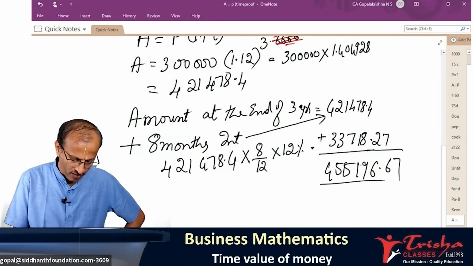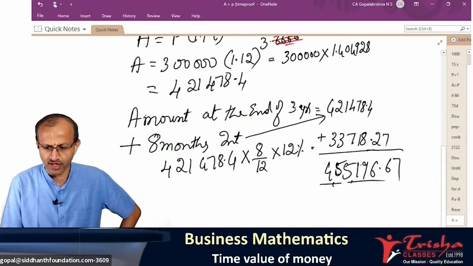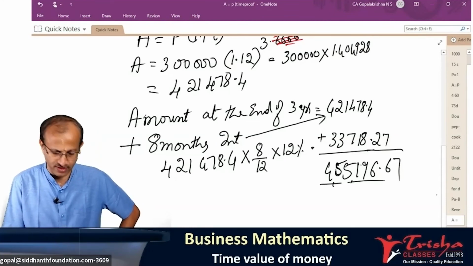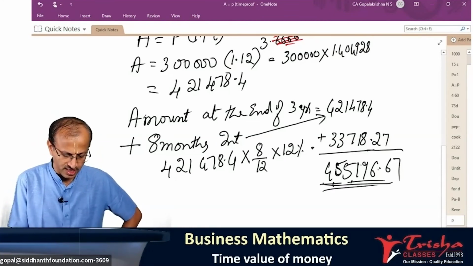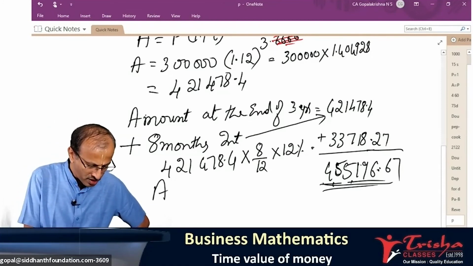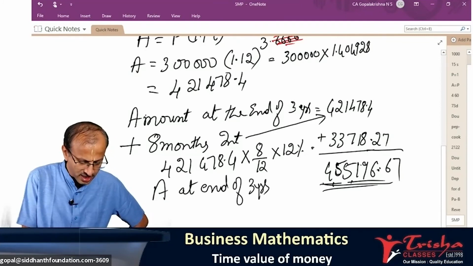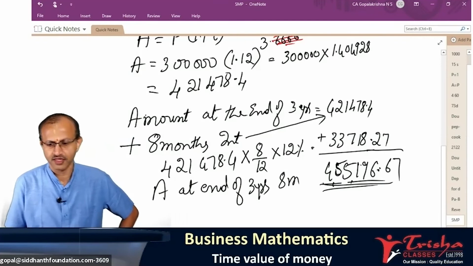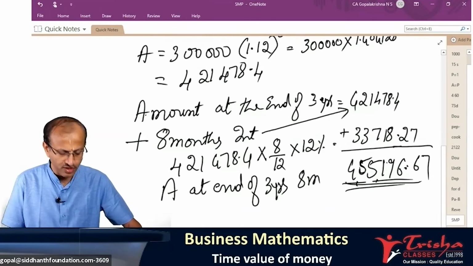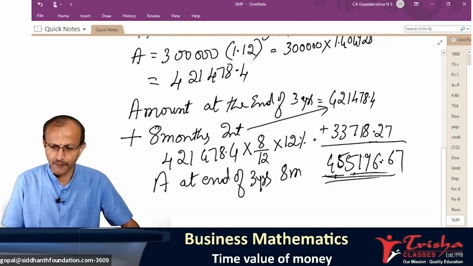Okay. Whether everyone got this answer, please respond to me. 4,55,196.67. Super. Everyone got this answer. This is the amount at the end of how many? 3 years, 8 months. Now one very interesting question raised by Prabhu Aditya.